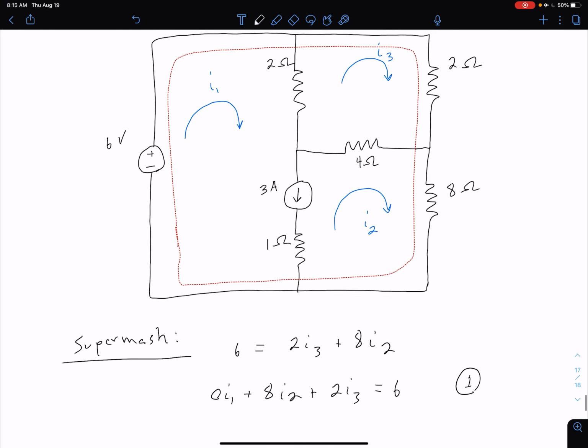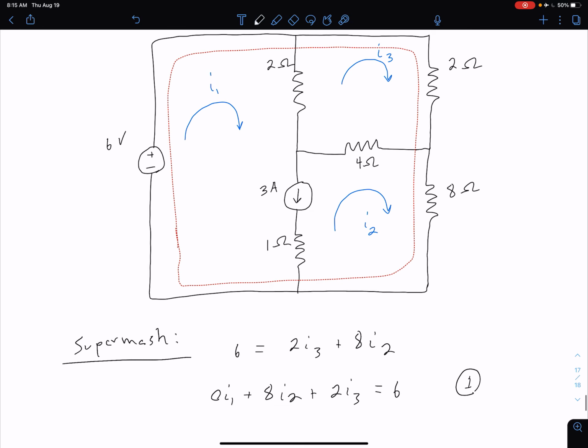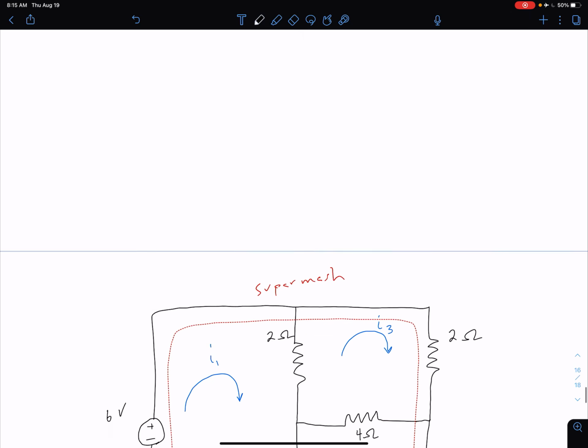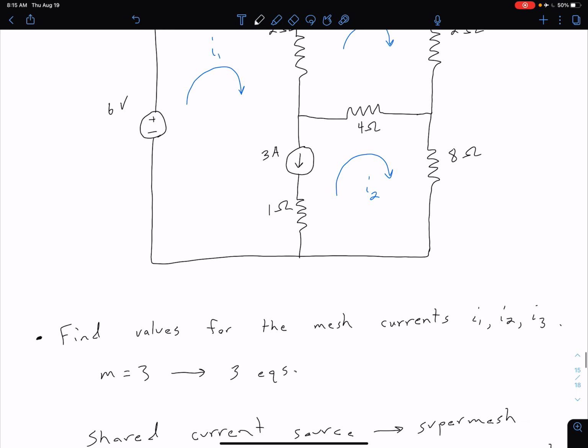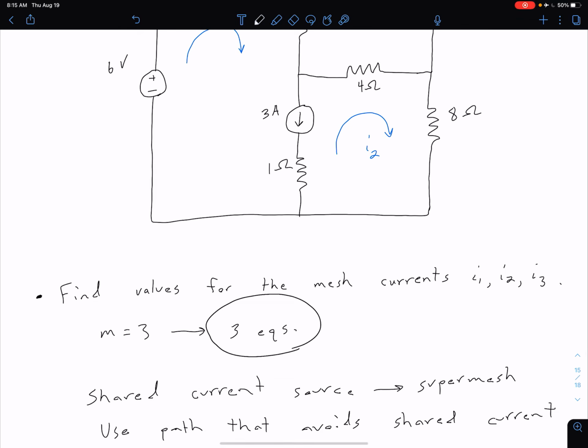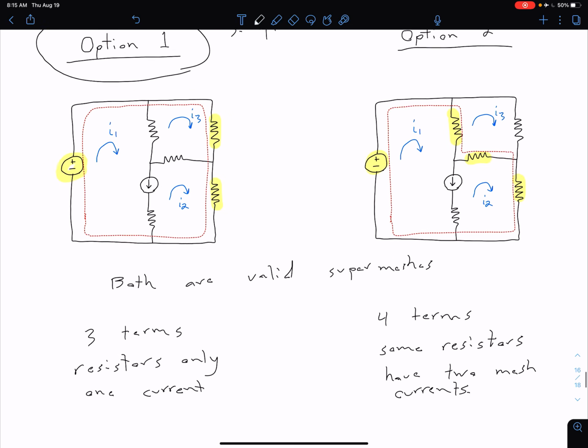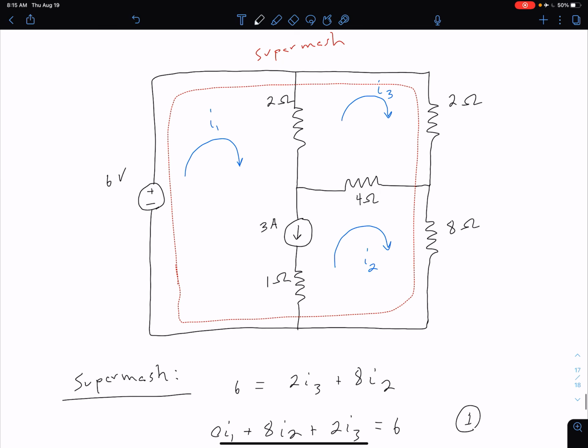Okay, so we've done our supermesh, we've looked at inside the supermesh, but remember up here at the very start, we said that we needed 3 equations. So where is that third equation going to come from? So you might even want to pause the video for a bit and see if you can figure out where that third equation is going to come from.